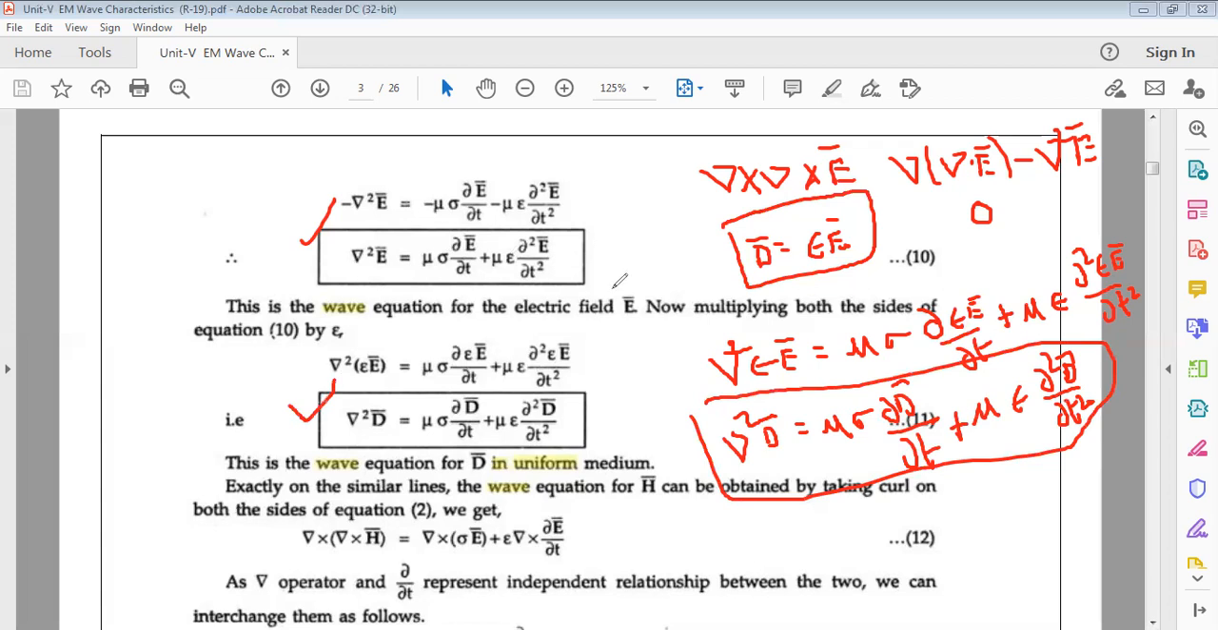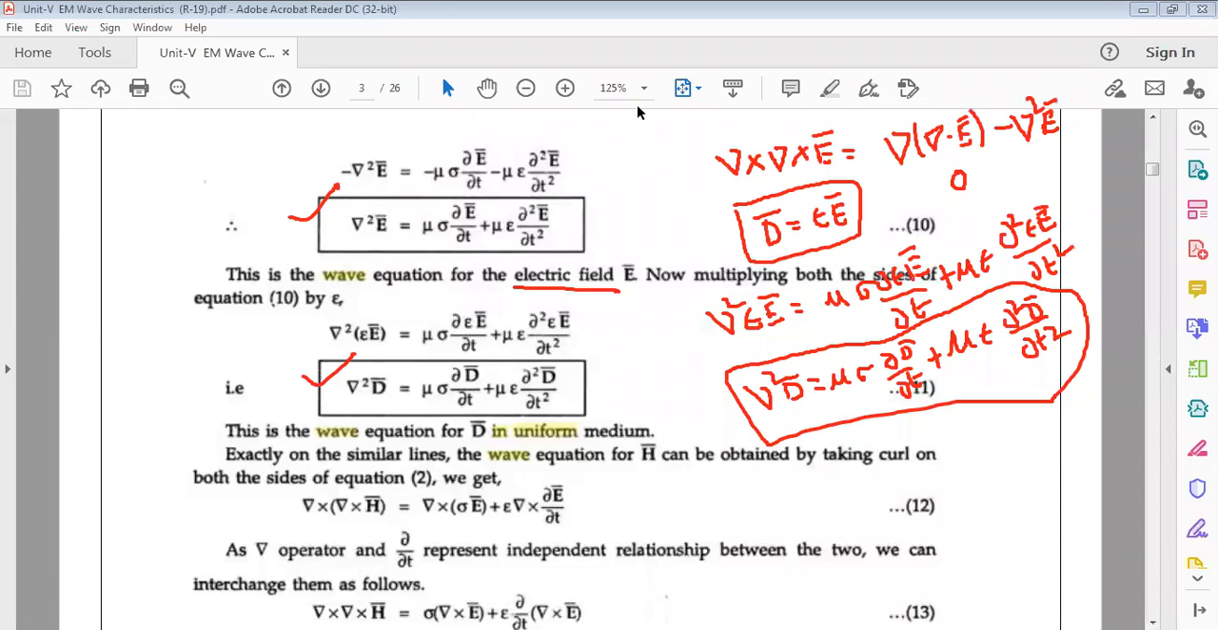Okay. Del square E bar is equal to... this is a wave equation, the wave equation for the electric field intensity E bar, and this equation is the wave equation for the D bar. Okay, my dear friends, so this is the equation for the electric field E bar, and this is the wave equation for the D bar in the uniform medium.